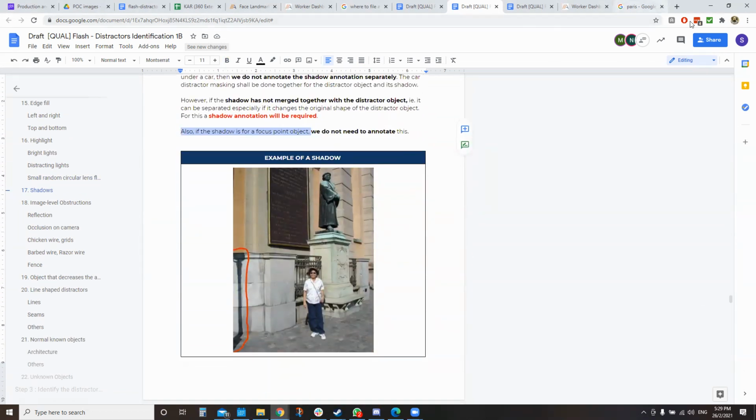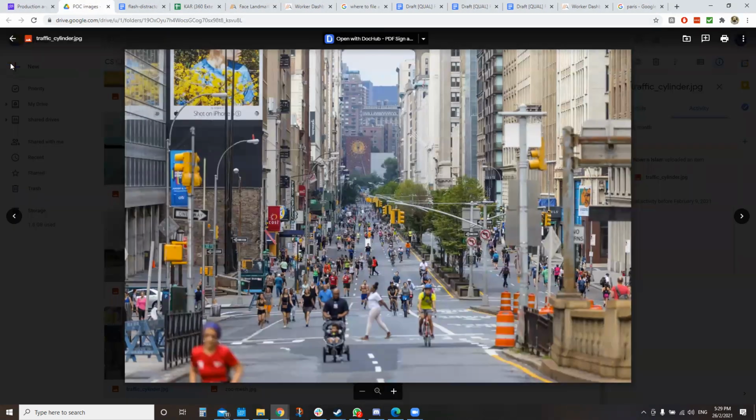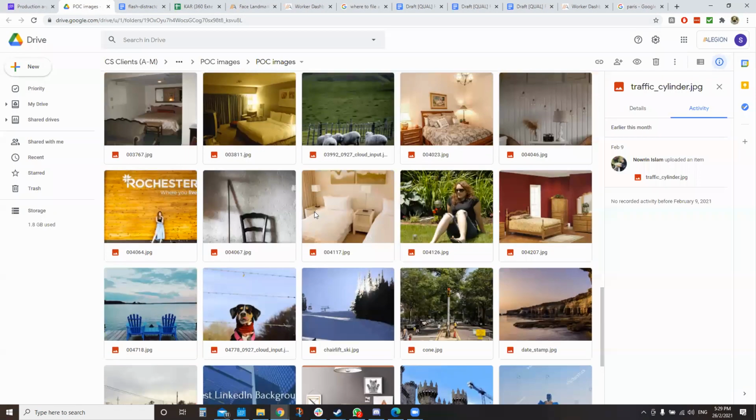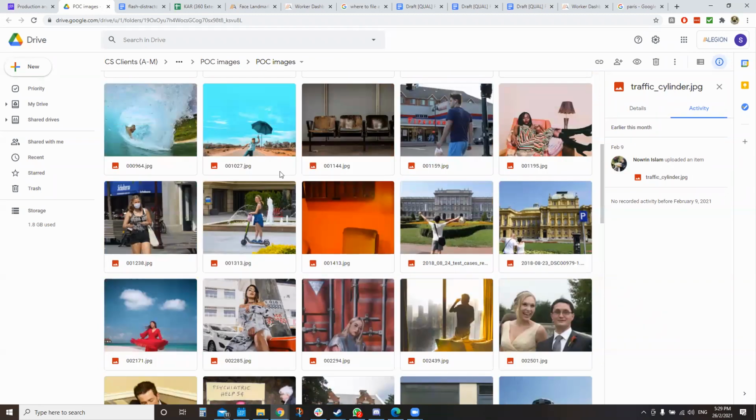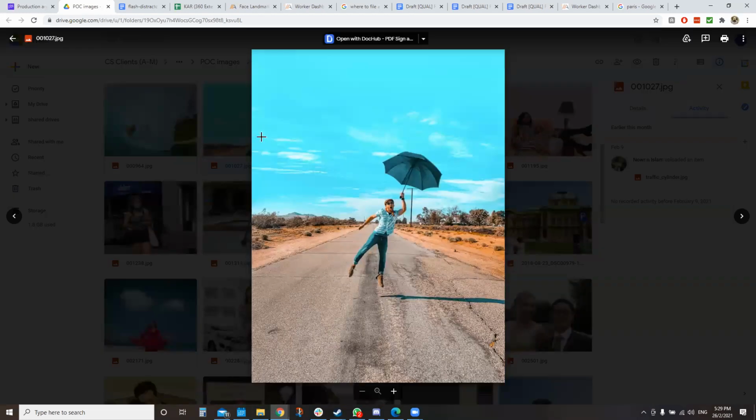I think there's an example. Let me show you here. We need to imagine. I know this is difficult, this one is very difficult. Let's say this person is the distractor. I know he's not, but let's say for the sake of training, this person is a distractor, which means this shadow will also become a distractor, correct?